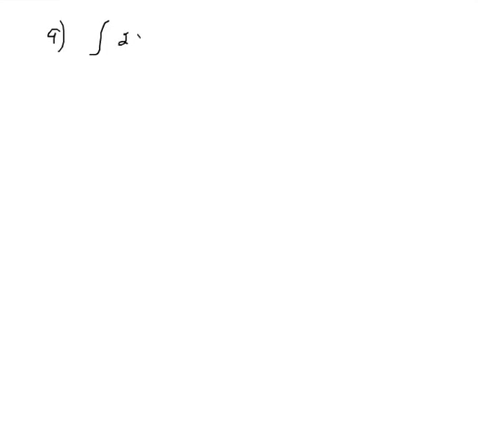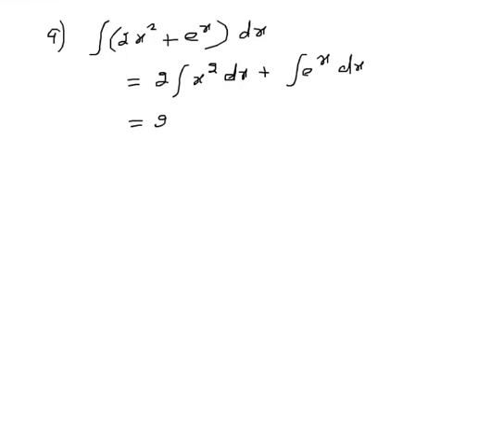Question 9. Integral of 2x square plus e power x times dx. 2 is a constant, so 2 times integral x square dx plus integral e power x dx. Use the power rule, x power n plus 1 by n plus 1 formula, so it becomes x cube divided by 3. And e power x, integral of e power x is e power x, so simple. And plus the constant of integration c.